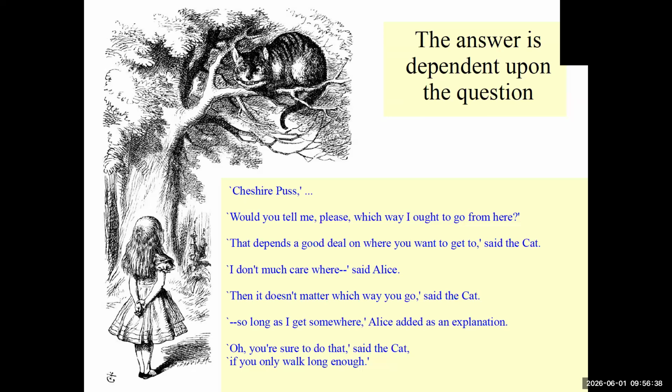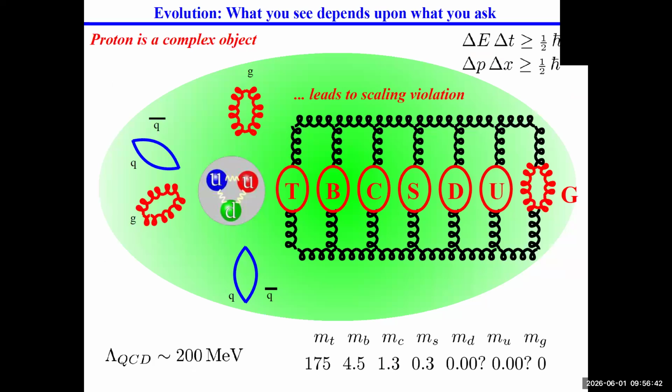So it's important to make sure you define your question properly. Otherwise, the answer could be ambiguous. And when you ask what's inside the proton, you need to say at what scale, because the proton looks different at all different scales. Okay, if you probe it at very low energy, long wavelength, it looks like a hard billiard ball. And you can do atomic and nuclear physics with that.